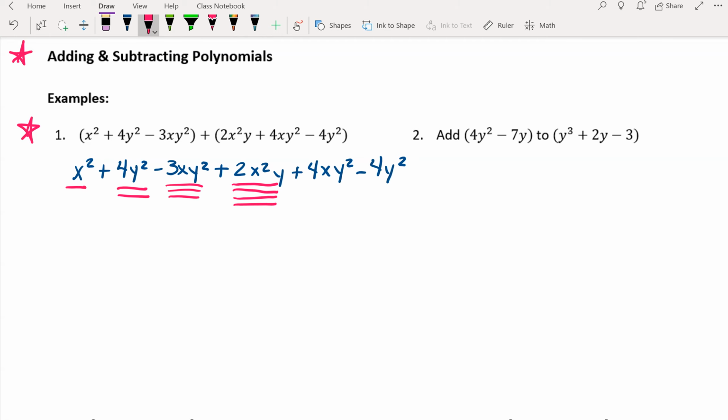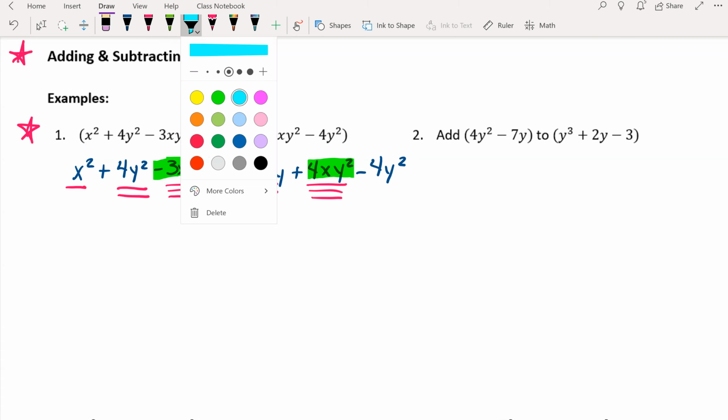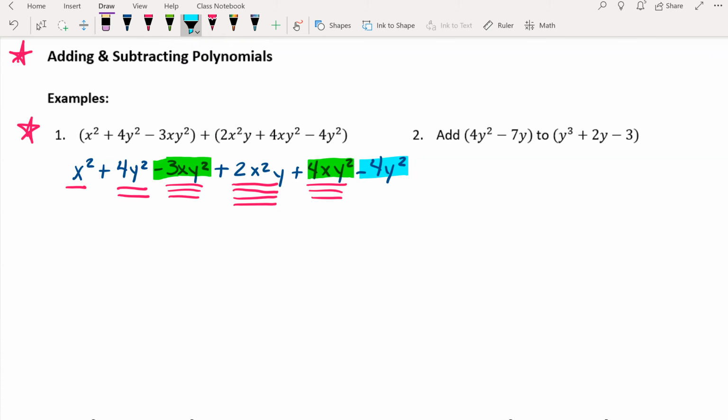If I find a match, I'm going to give it the same number of underlines as its match. For example, 4xy squared and 3xy squared, they match. So I'm going to give those both 3 underlines. So this one needs 3. And then the last term, this minus 4y squared, matches the plus 4y squared. So I'm going to give it 2 underlines.